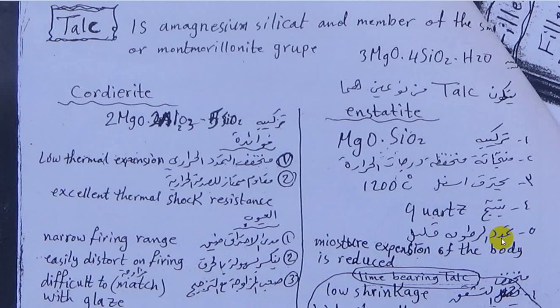5 for the acetite, as indicated here. Moisture expansion of the object is pretty much increased.